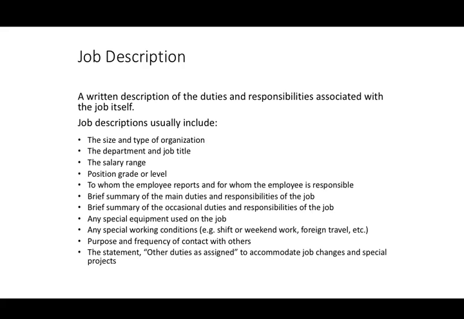So as I've already said, the job description is one of the outputs from job analysis. It's not the only output. The job analysis gives us the job description, which is the written description of all the duties and responsibilities required to be able to do this job. So it typically includes the size and type of the organization, what industry they're working in, what department the person is in, what the job title of the position is, what the salary range is, from the minimum one could expect to the maximum, and what position, grade, or level.